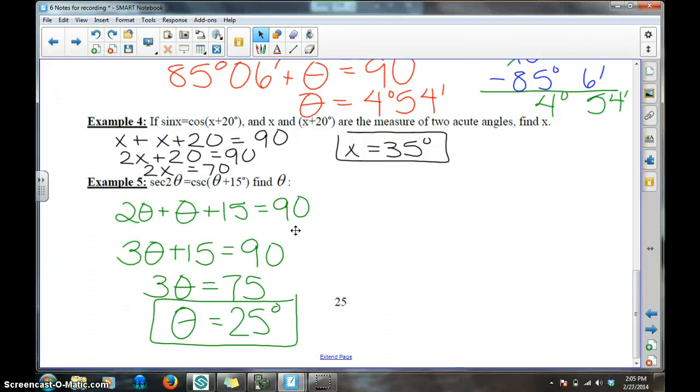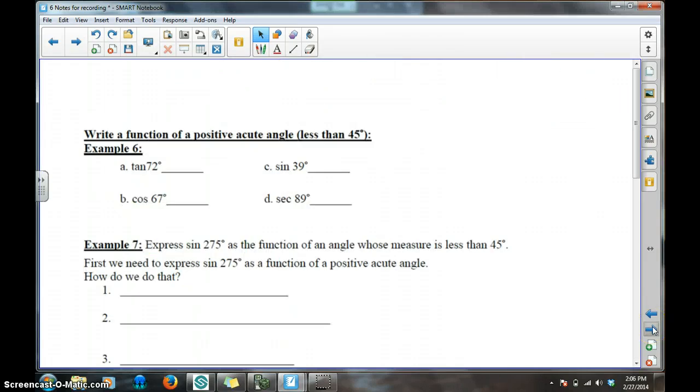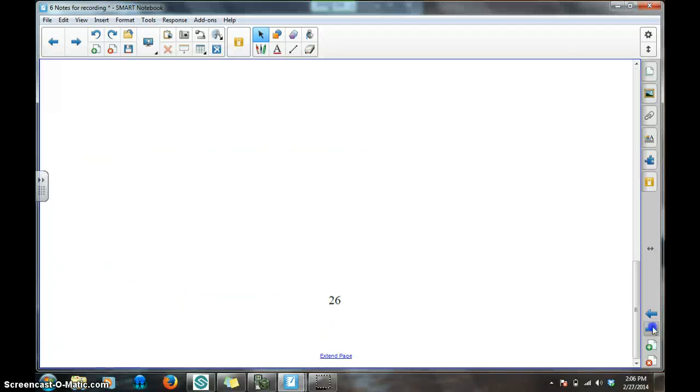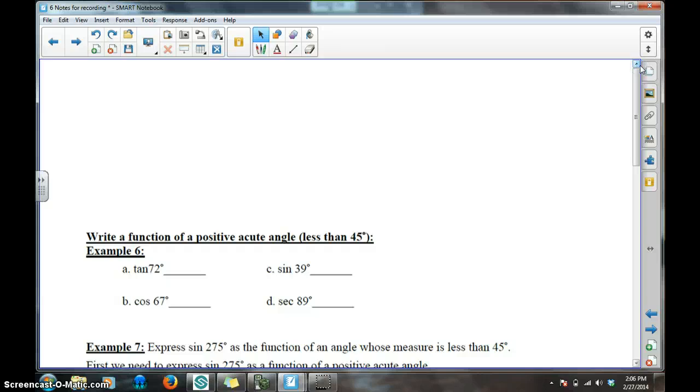How'd you do on that one? Great. Excellent. Okay, the next thing we're going to do is we're going to take that knowledge and we're going to tie it on to something we've already done. In the past, we have taken angles and rewritten them as functions of other angles that were positive and acute. So just a quick recap of what that looks like. This is from 2 blocks ago.